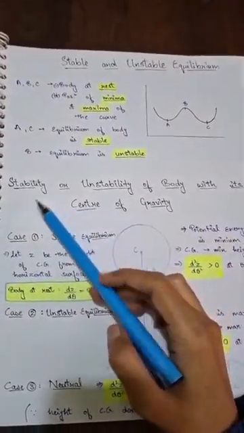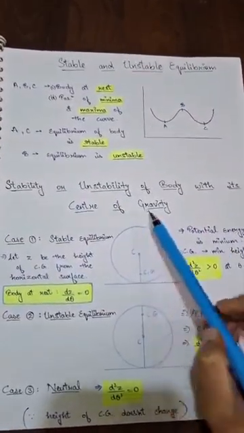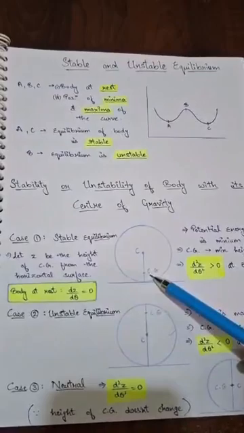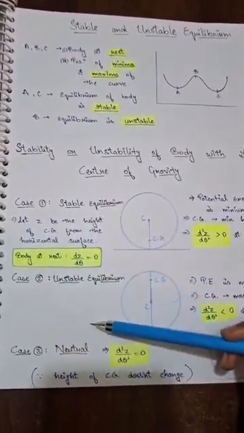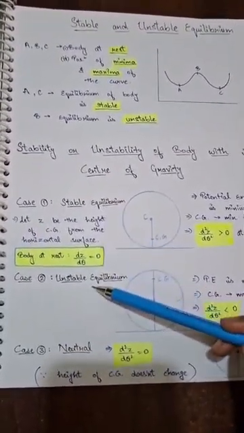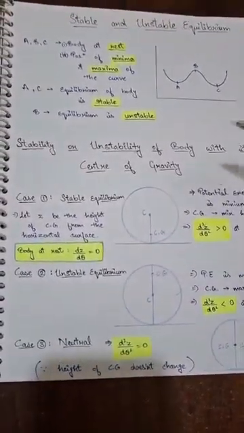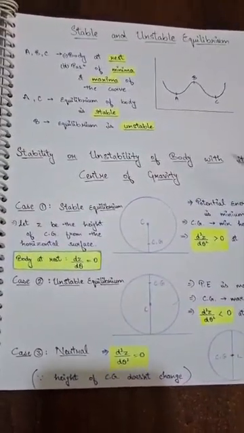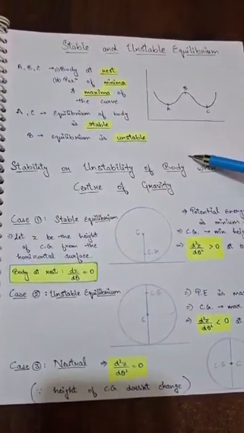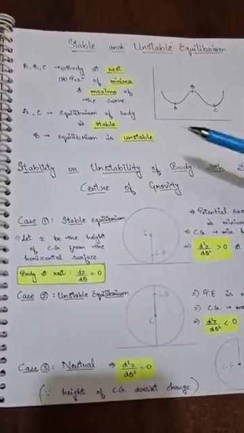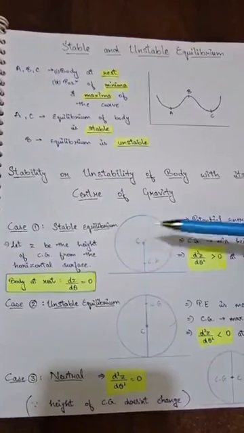Now let's go further and discuss the stability and instability of body with its center of gravity, and we have marked center of gravity as CG in the figure. So here we have three cases to discuss, that are stable equilibrium, unstable equilibrium, and neutral equilibrium. In these cases we will discuss the case of sphere whose center of gravity is not at the geometric center of the sphere. So we have three cases. We will discuss them one by one. Let's start with case 1, that is stable equilibrium.